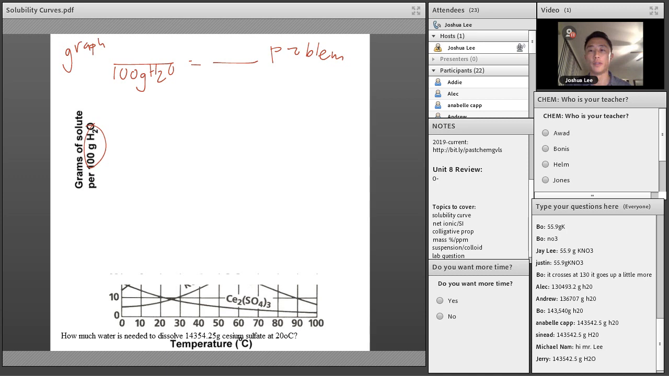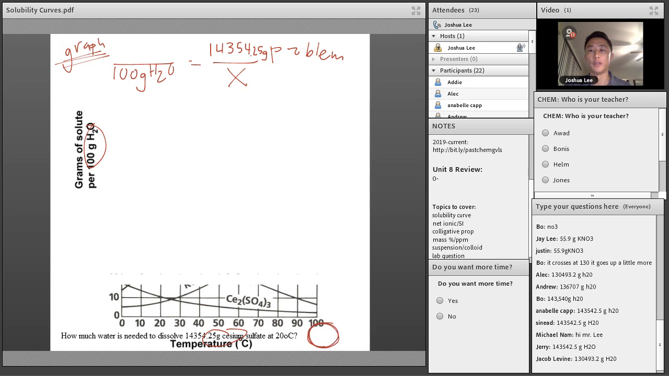So that means I know 14354.25 grams from the problem because I got this number from the problem. And I want to find X, which is my grams of water. So that means I have to know what this number is, and I do because I'm going to get this number from the graph. We know that it's at 20 degrees Celsius, so I go up to the graph.